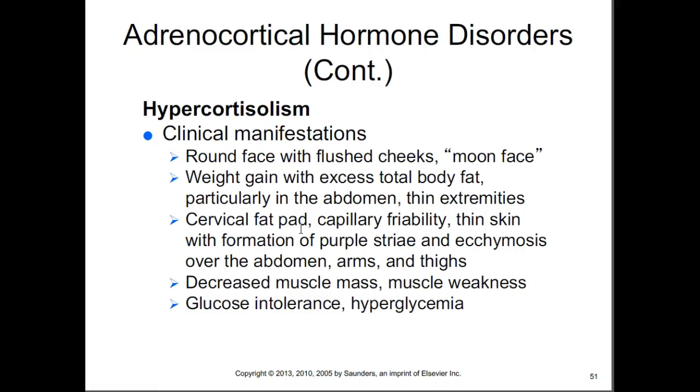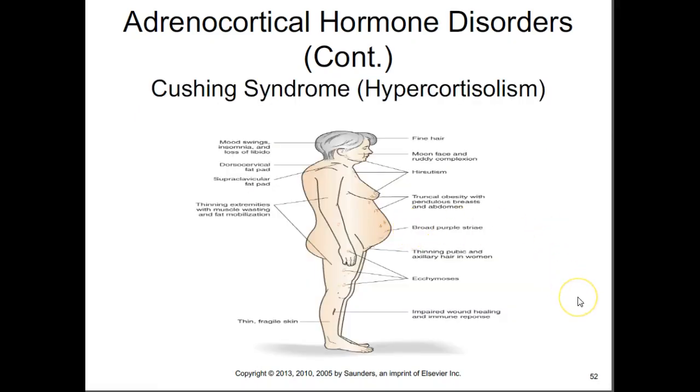So the capillaries are very, very frail. Thin skin with purple striae, particularly in the abdomen, in other words, stretch marks. Ecchymosis over the abdomen, arms and thighs. You'll see darkening of the skin, decreased muscle mass and muscle weakness, glucose intolerance, and hyperglycemia. Very, very typical. So thinning extremities, you might see impaired wound healing, ecchymosis, thinning pubic and axillary hair in women, truncal obesity, moon face, hirsutism, so growth of hair, particularly on the chest and around the nipple in females, or on the face. Mood swings as well, and a dorsal cervical fat pad, very common.